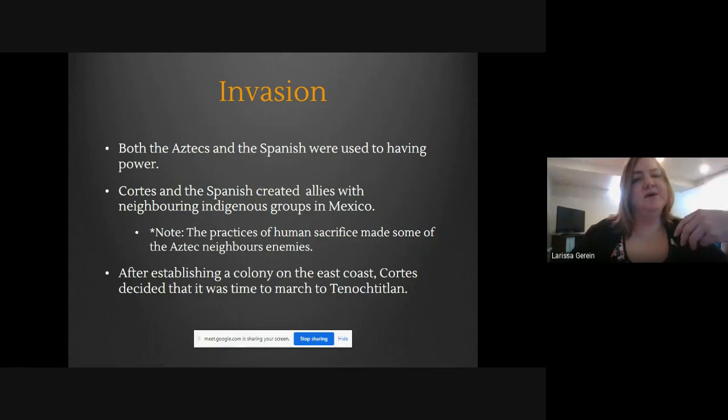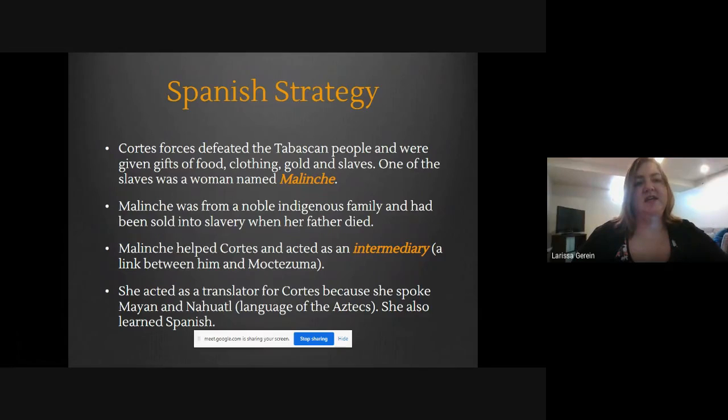So after establishing his colony on the east, Cortez decided that it was time to make his way to Tenochtitlan, and on his way, he was creating alliances with these neighboring indigenous groups, building his military, okay? And so the Spanish strategy, the Cortez forces, they defeated the Pascan people and were given gifts of food, clothing, gold, and slaves. One of the slaves was a woman named Malinke.